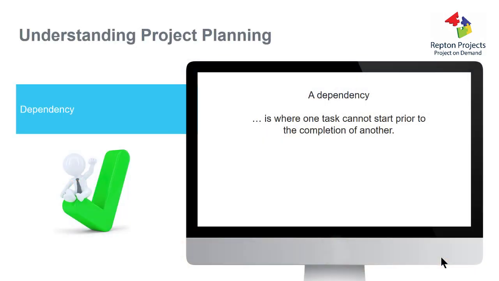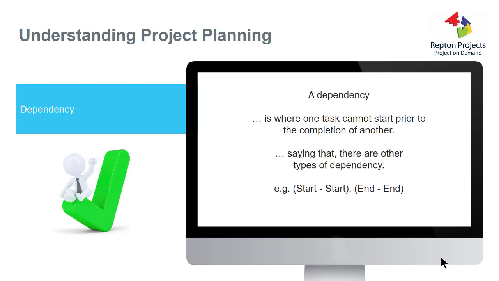A dependency is where one task cannot start prior to the completion of another. So what this is really saying is, say I'm trying to build my website and I need to write some code, obviously, in order to build the website. I need to test that code and I can't test it until I've built it. So I've got a dependency on the guys that are writing the code before I can test it. That's a very simple example of a dependency.